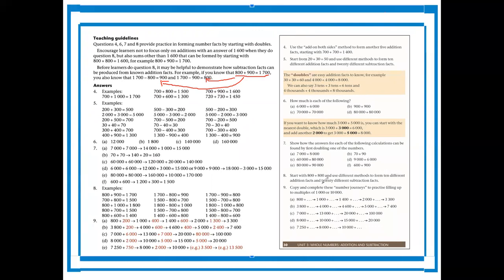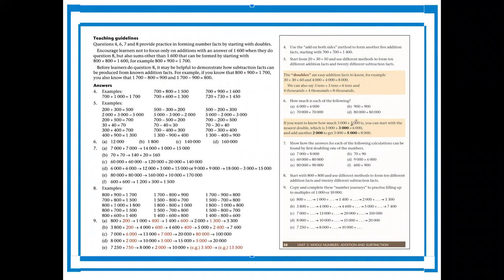I'm not going to read through the questions on this page. I'll read through the shaded section because that is usually the important thing that teaches us something. The doubles are easy addition facts to know. For example, 30 plus 30 is equal to 60, and 4,000 plus 4,000 is equal to 8,000. We can also say 3 tens plus 3 tens is equal to 6 tens. So that is the doubles.